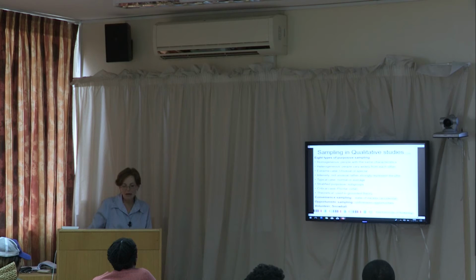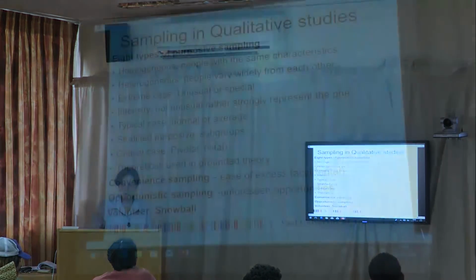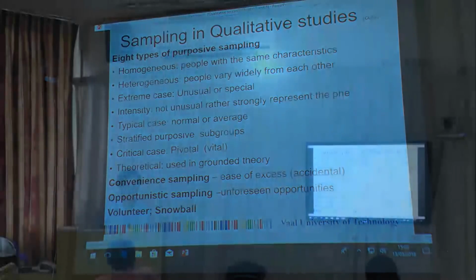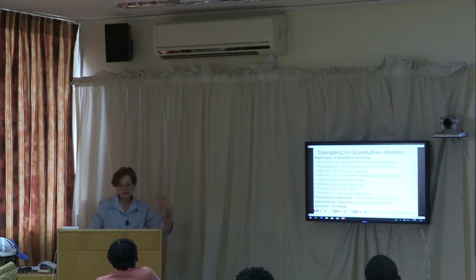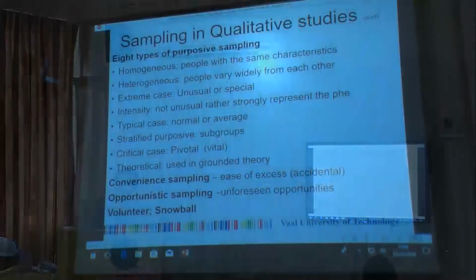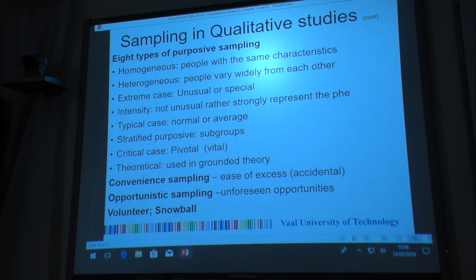Then we can also have stratified purposive sampling. Dr. Berger will go more into detail on how to stratify your sample, so I don't want to stand still too much on that today. Then we can have critical case or vital case, pivotal. Intensity and pivotal, can you see it gets very close, so we have to make a particular decision which one of the two it would be. And then we can also have theoretical purposive sampling, which we use in grounded theory, so you don't have to worry about that one.